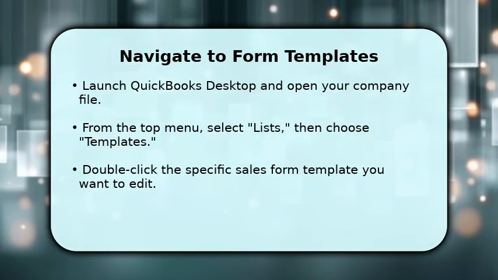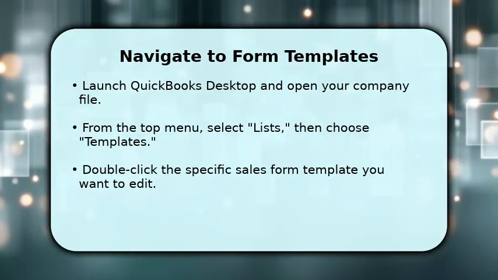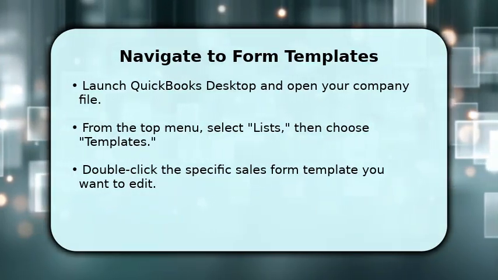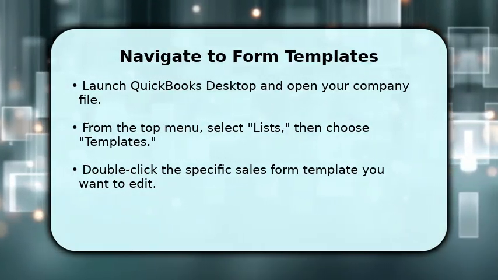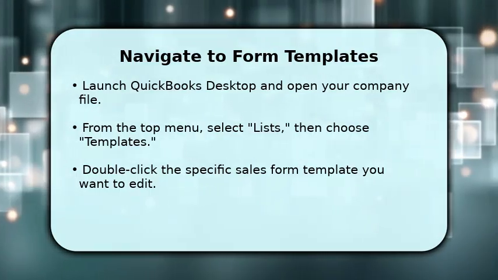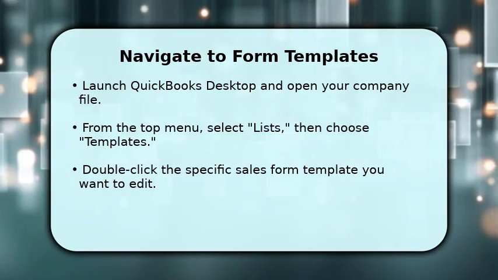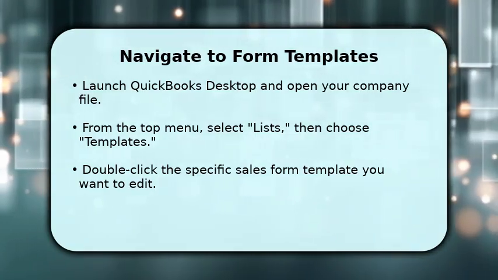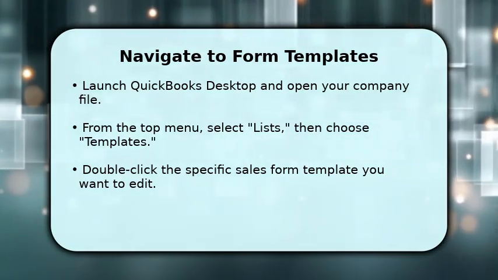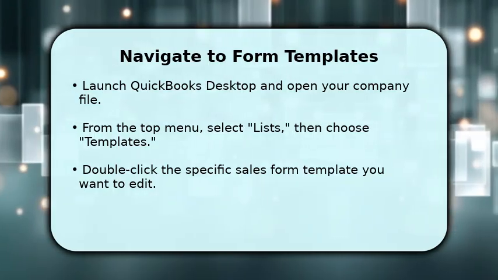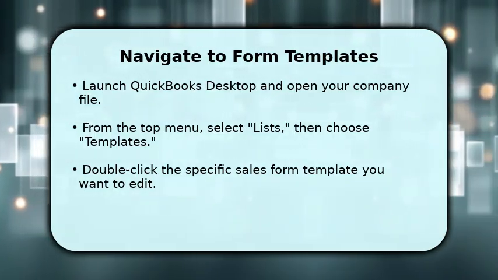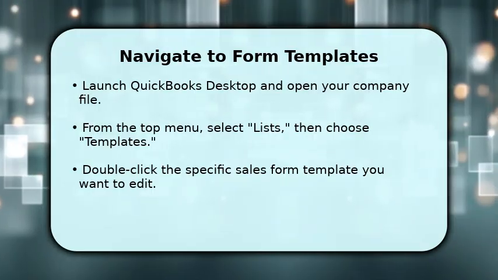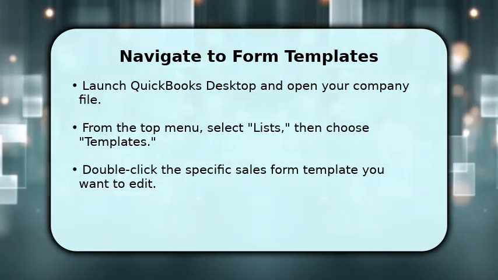To begin, open your QuickBooks Desktop application and ensure you are logged into your company file. Next, locate the Lists menu at the top of your screen. From the drop-down, select Templates. This action will open a window displaying all your available sales form templates. Choose the specific template you wish to customize, such as an invoice or sales receipt, by double-clicking it.